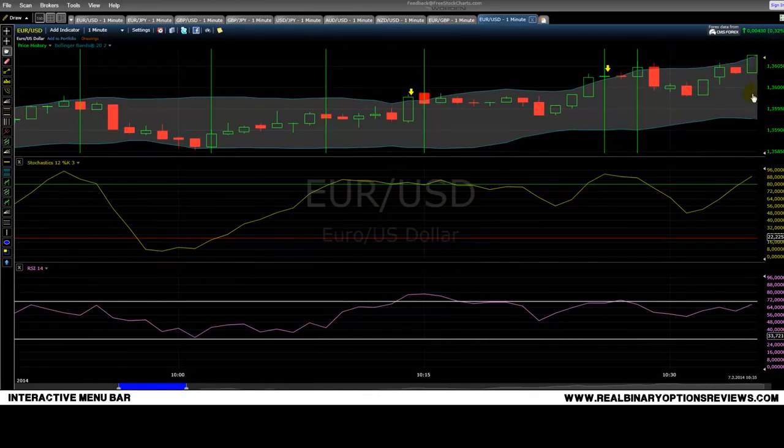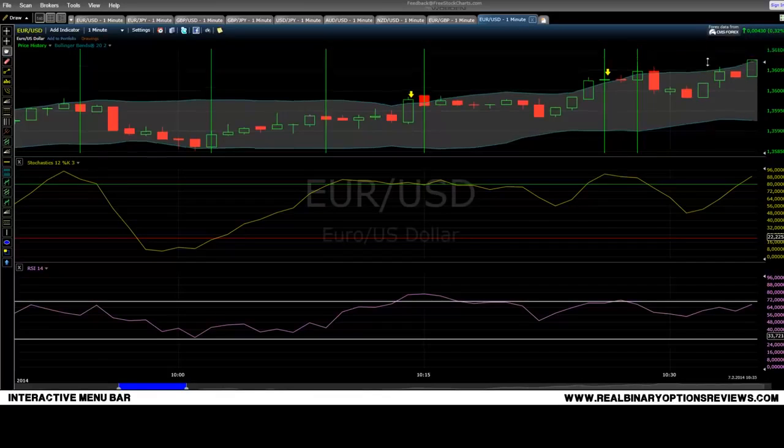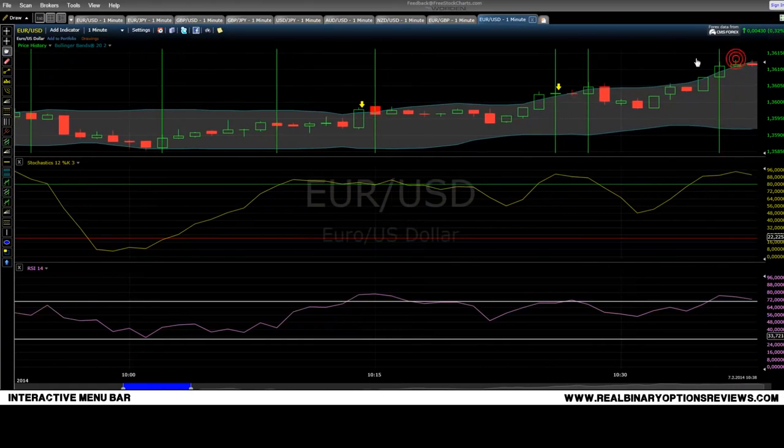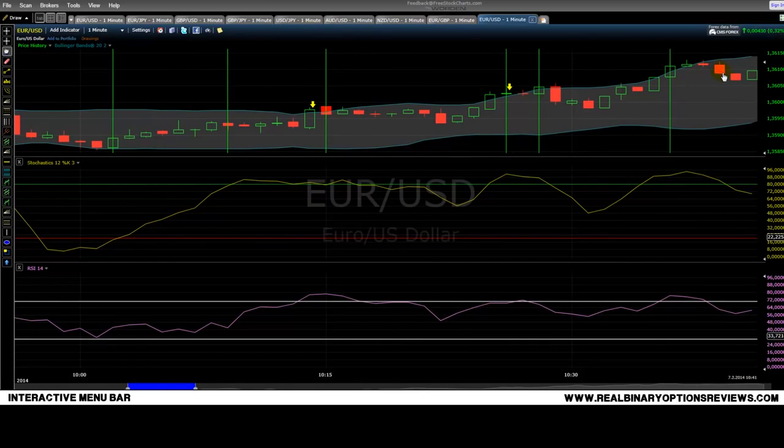And I'm waiting for the green candle to close above the Bollinger Bands. Let's say this could be a closure. In this case, the green candle didn't close quite above the Bollinger Band, but let's say I could use this also as a potential entry position. So at this closure, I would enter down with 5-minute expiry. So let us see, 1, 2, 3, 4, 5. This would also be a winning trade.